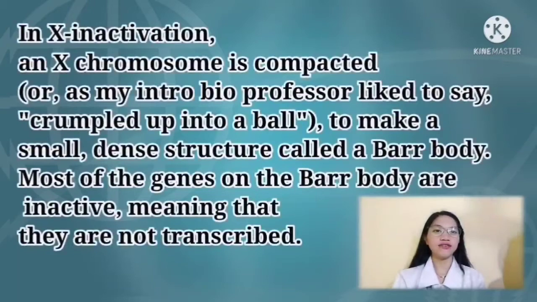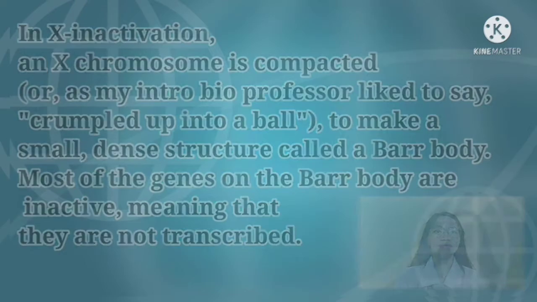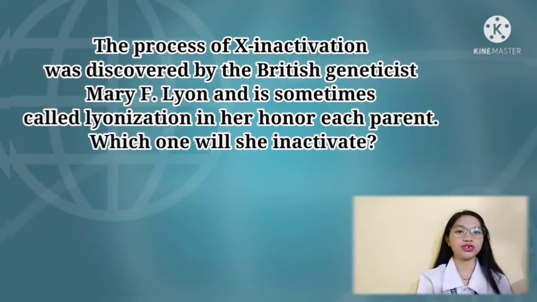In X inactivation, an X chromosome is compacted, or as my intro bio professor liked to say, crumpled up into a ball, to make a small, dense structure called a bar body. Most of the genes on the bar body are inactive, meaning that they are not transcribed. The process of X inactivation was discovered by the British geneticist Mary F. Lyon and is sometimes called Lyonization in her honor.